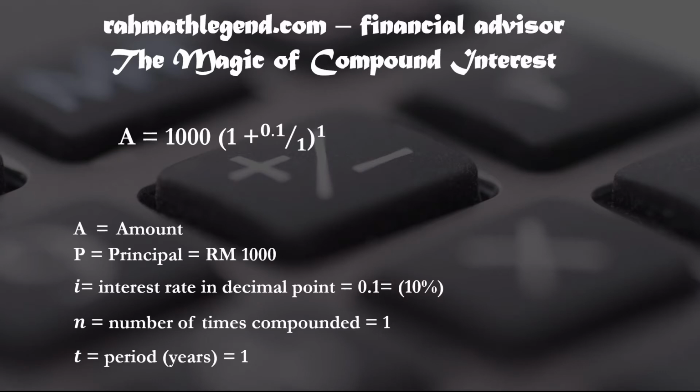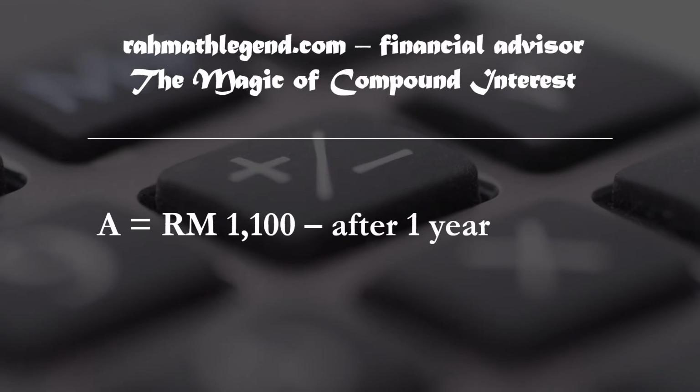All right. So if you were to invest 1,000 ringgit in a financial instrument that gives you 10% for a year and is compounded once per year, it will give you 1,100 after 1 year. You can put it in your calculator, and this is what you'll get, or you can do it in your Excel sheet. Now let us go. Okay. After 2 years, it is 1,210. It is not 1,200, right? It is 1,210. This is the magic of the compound interest.